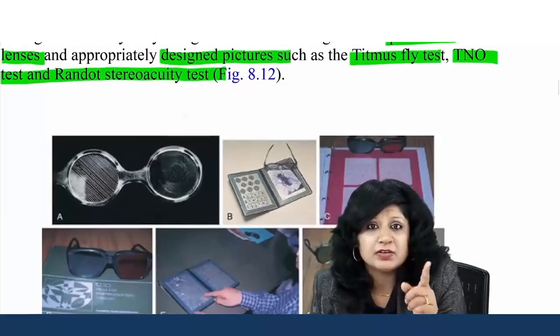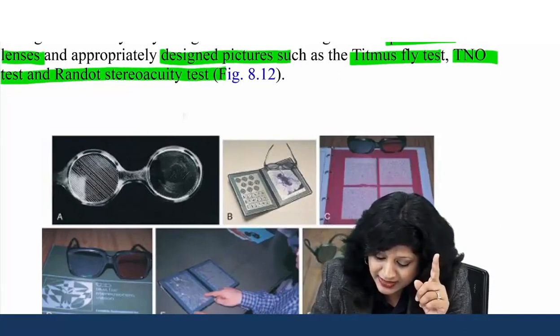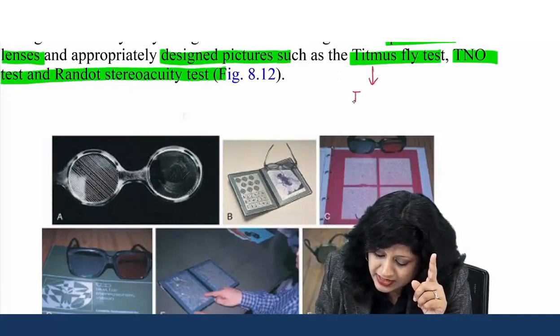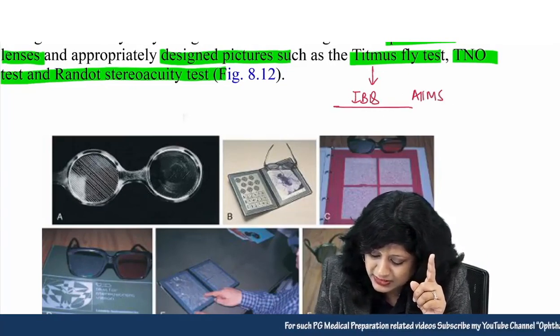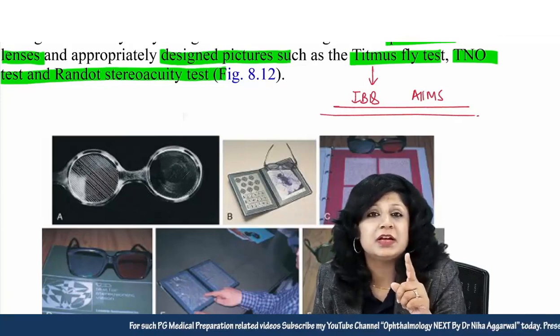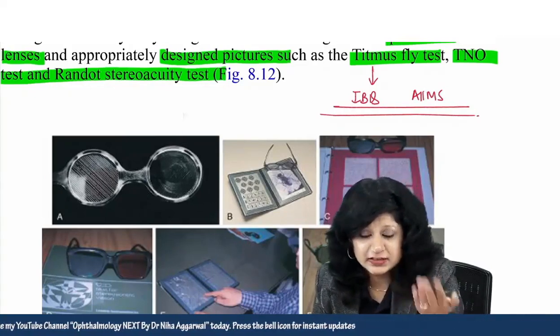Again important, if you remember, I told you in the classes also that this Titmus fly test was asked as an image based question in AIIMS. So it has been seen over the times that these images which are covered here are all asked, and therefore I cover them thoroughly.